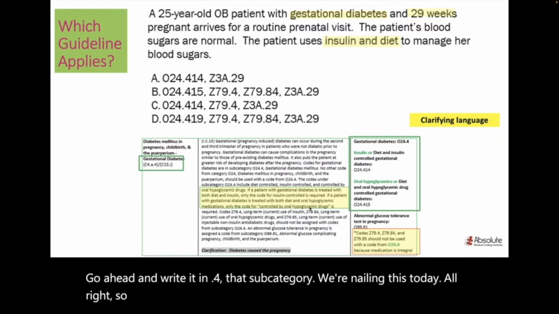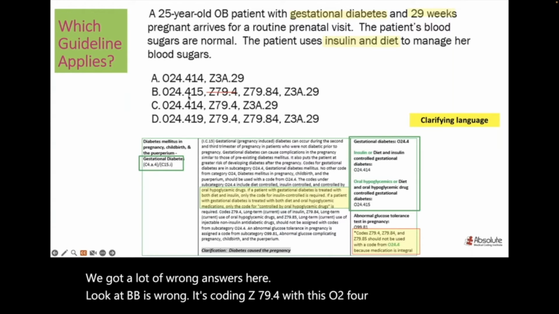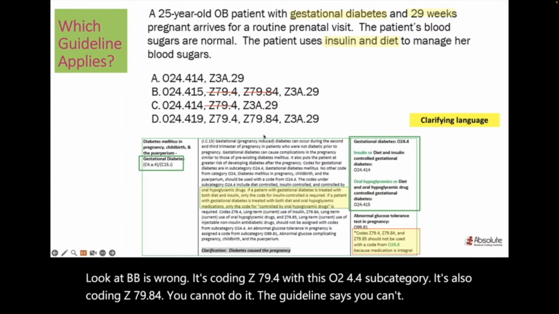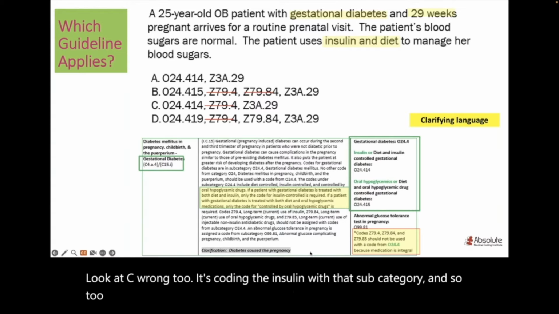All right. So if that's the truth, we got a lot of wrong answers here. Look at B. B is wrong. It's coding Z79.4 with this O24.4 subcategory. It's also coding Z79.84. You cannot do it. The guideline says you can't. Look at C, wrong too. It's coding the insulin with that subcategory, and so too is D. So look at your answer.